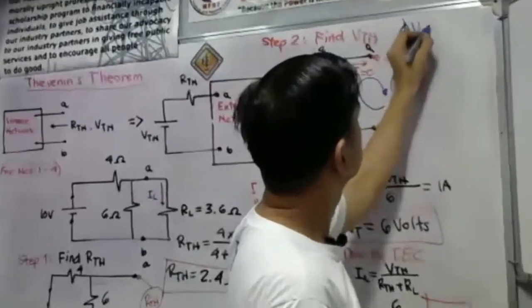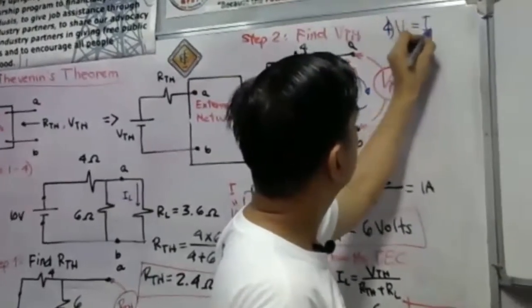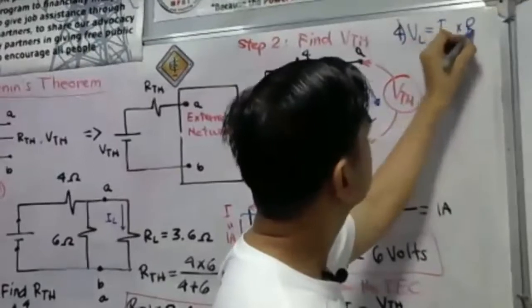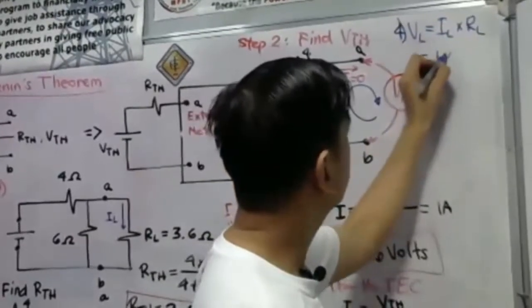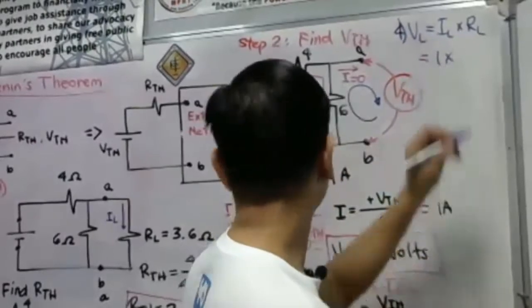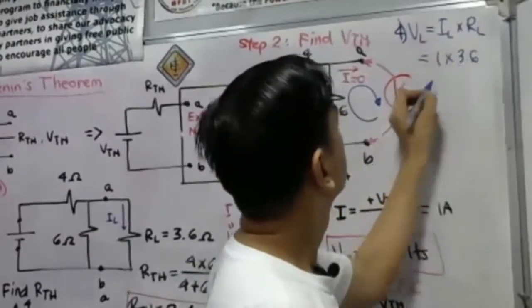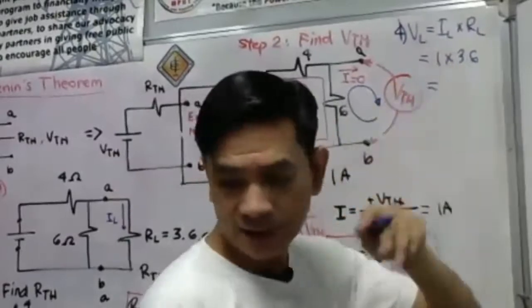Load voltage. That is simply equal to the load current multiplied by load resistance, RL. What is our IL? Simply 1 ampere times RL, which is 3.6. Okay? 1 times 3.6. Calculator?